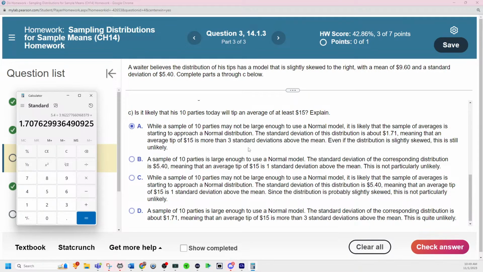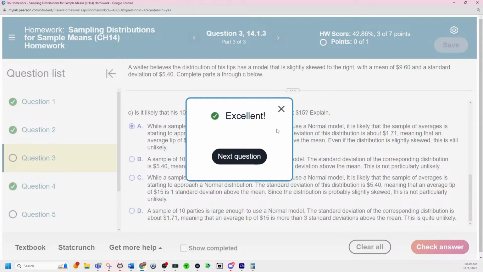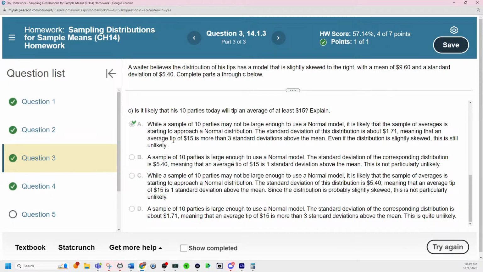If you knew the standard deviation, we could take this right here and do 15 minus 9.60, divided by, and there it is. It's a little more than 3, which confirms the answer. Are there any questions on that one right here?